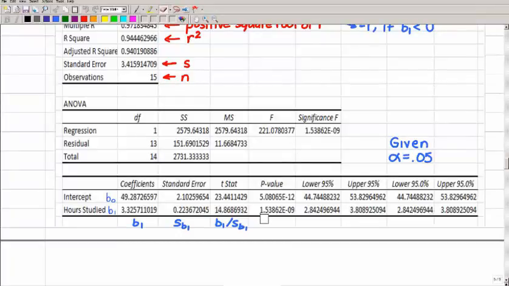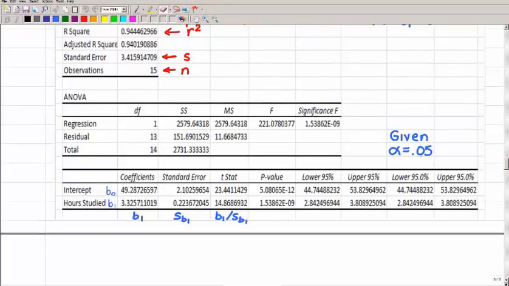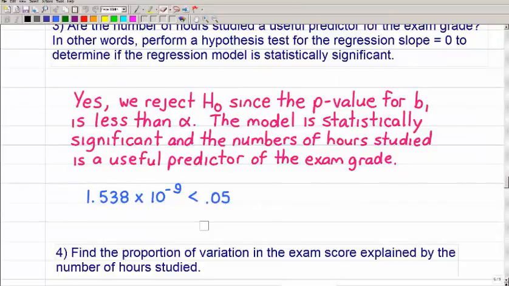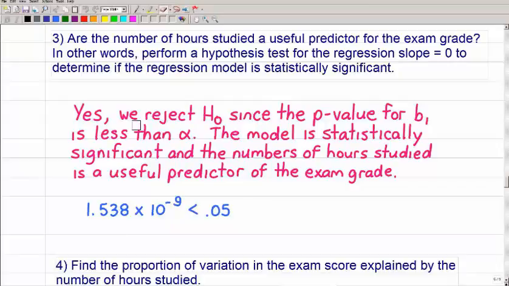1.538 e to the negative 9. That is scientific notation. That's the same thing as saying 1.5386 times 10 to the negative 9, meaning you move that decimal over 9 times, you have 8 zeros in front of it. That's a very, very tiny p-value, which is no doubt going to be less than any alpha. You almost don't even need the alpha for this one because you're going to reject for sure. So yes, the p-value is less than alpha. We would say it is statistically significant, and the number of hours studied is a useful predictor of the exam grade.